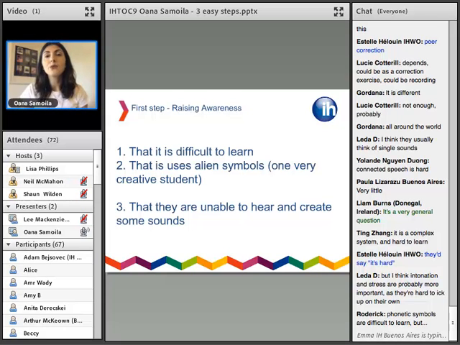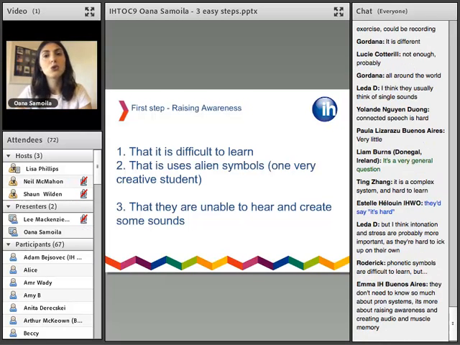So definitely I believe in enabling students to use IPA sounds. And we're going to discuss that further in my talk. Okay, Emma from Buenos Aires says they don't need to know so much about the pronunciation system. It's more about raising awareness and creating audio and muscle memory. Okay, that's interesting. It's going to somehow find its way into what I'm saying today.